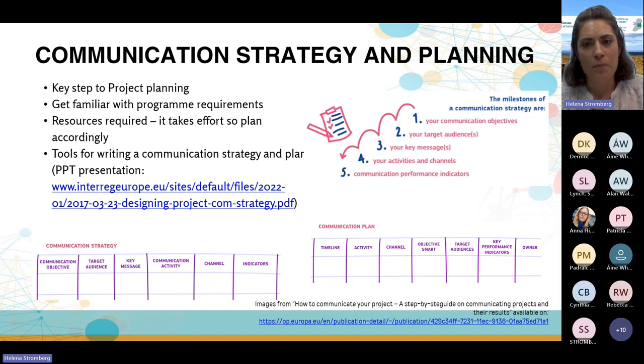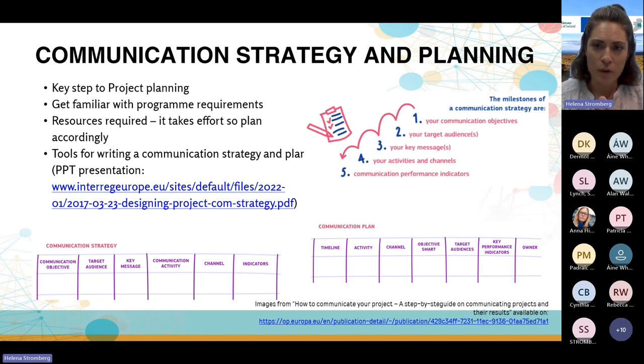Since this current programming period, since 2021, it is a legal requirement for all recipients of EU funds to acknowledge that their action has received EU funding. So don't forget to prominently display those logos and the funding statement on all your communications material. That includes at dissemination events, on any equipment purchased, infrastructure that is built. So get familiarized with what the requirements are in your manuals.